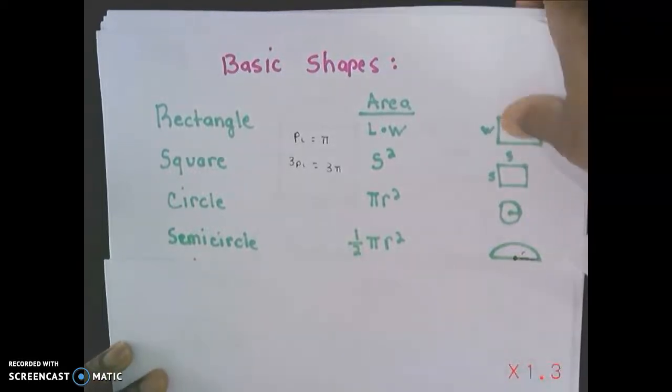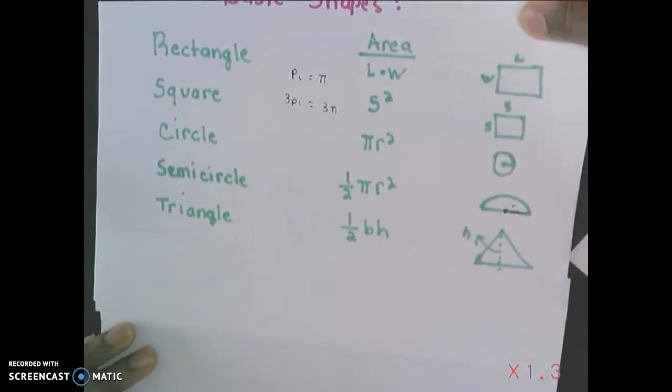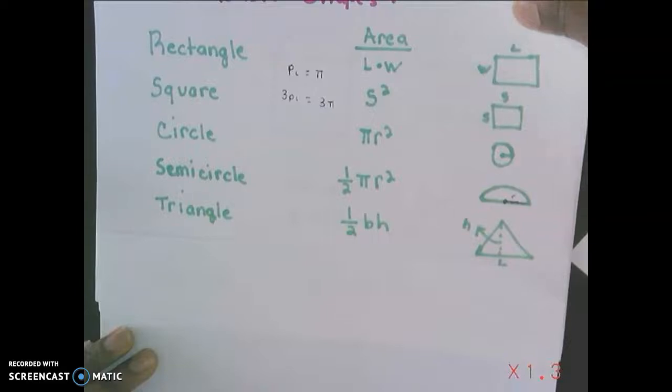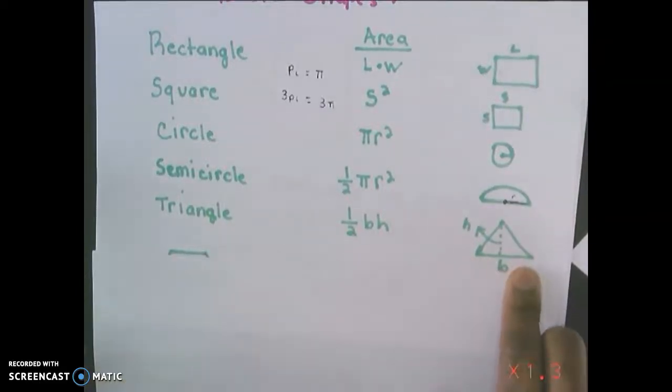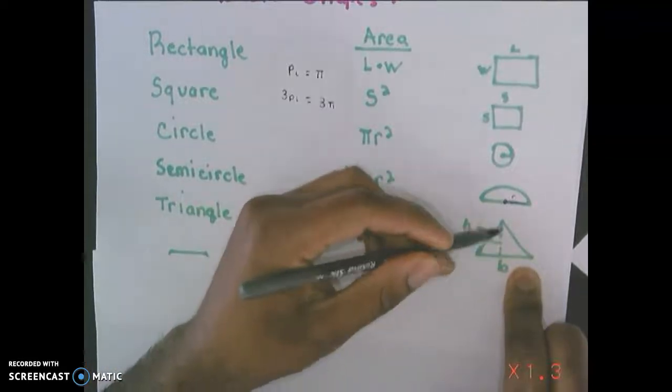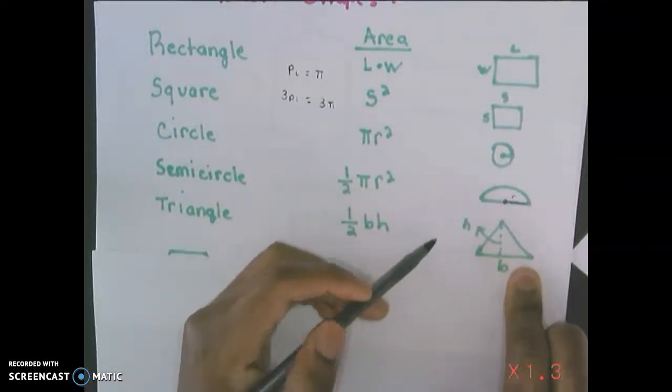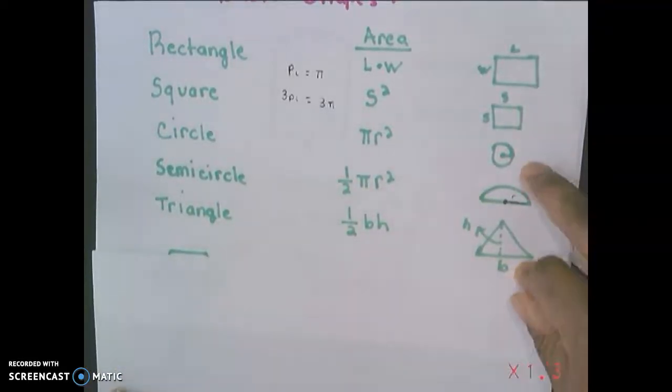All right, then next we have a triangle. This is a basic shape as well. So a triangle, if you see the picture here of a triangle, we have our base here. And then this is going to be our height. So if we want to find the area of a triangle, we just do 1/2 the base times the height.